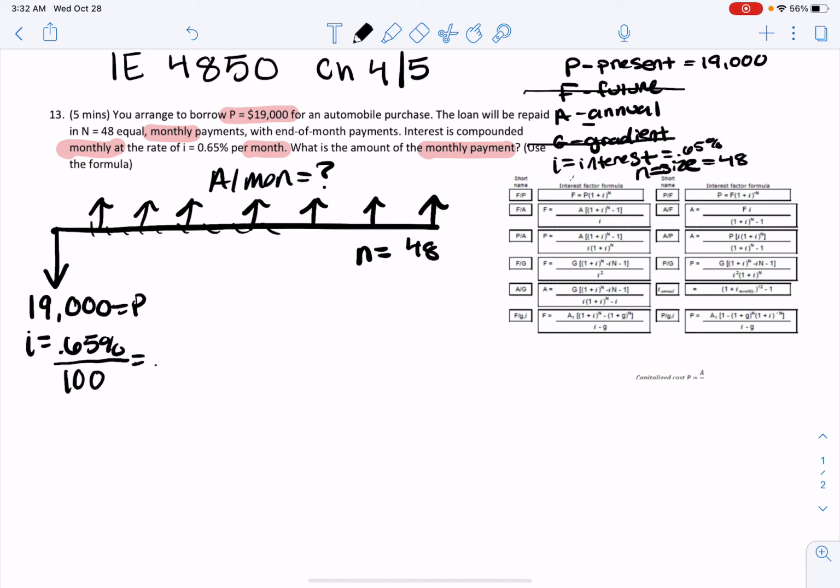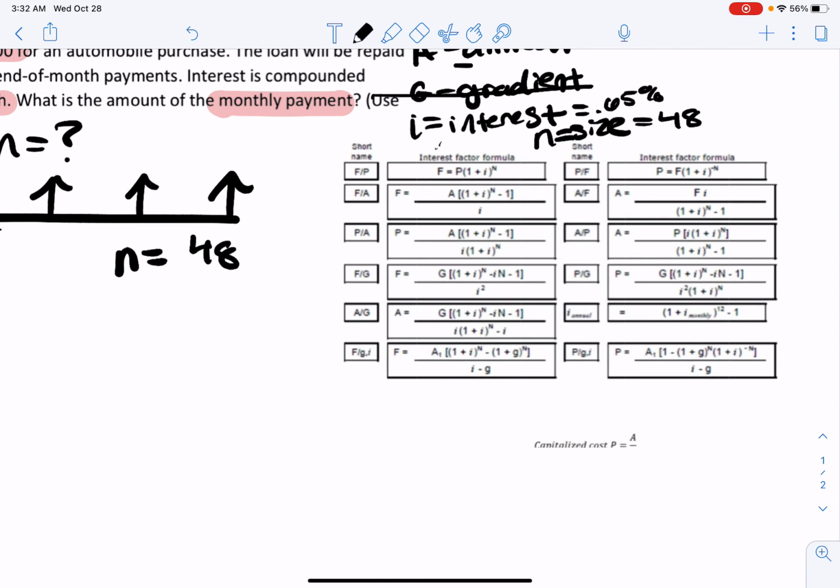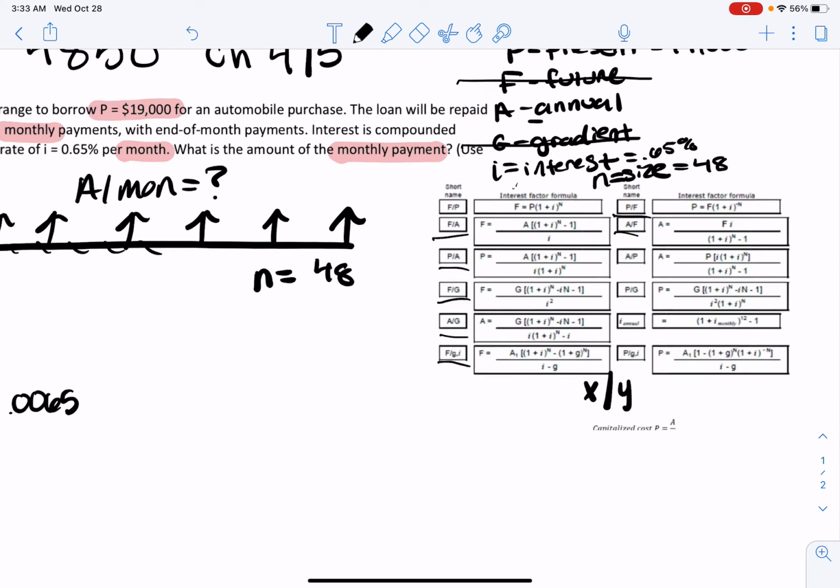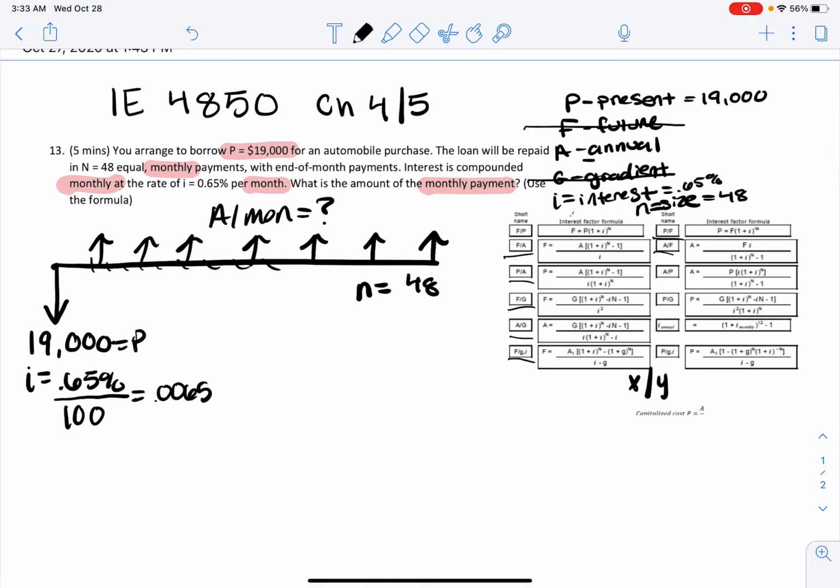Divide that by 100 and you get 0.0065. Now what equation are we using? You'll see on the left side all of these notations, given in lines. If you don't know what that means, it's usually like x given y. This little line in the middle is just a notation for what's given and what's not. What's on the right side of it is given. So you would say x given y. In our case, we know that we're given p.